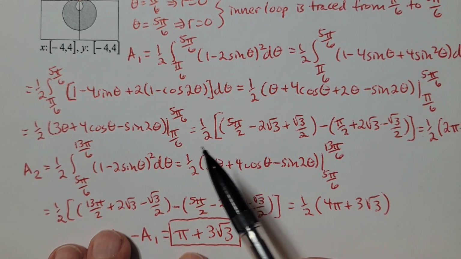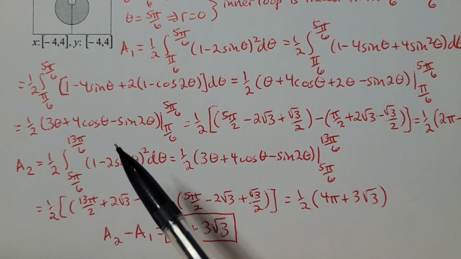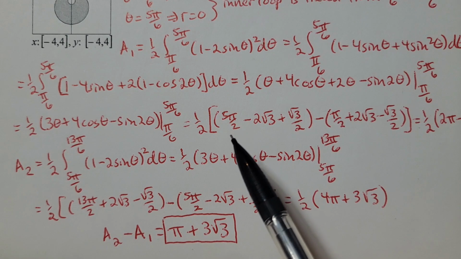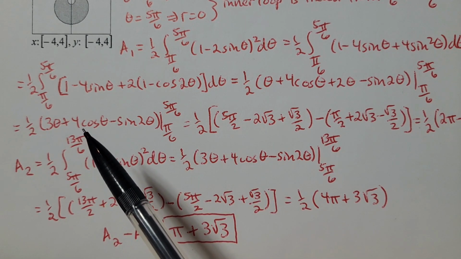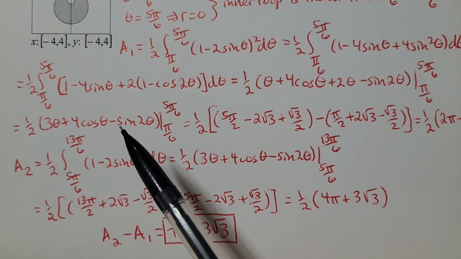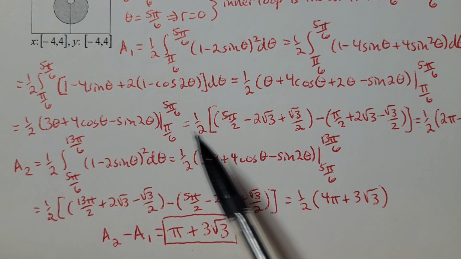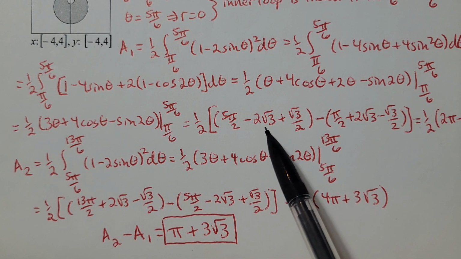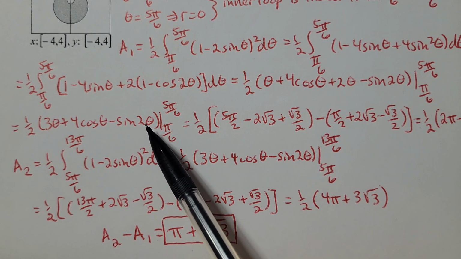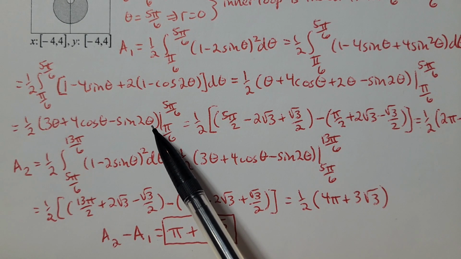And now I'll plug in the bounds. When I plug in 5 pi over 6, let's see, I got 1/2 times 3 times 5 pi over 6, that's 5 pi over 2, plus 4 times cosine of 5 pi over 6, that would be negative root 3 over 2. 4 over 2 is 2, right? So minus 2 root 3, minus sine of 2 times 5 pi over 6, that'd be sine of 5 pi over 3.